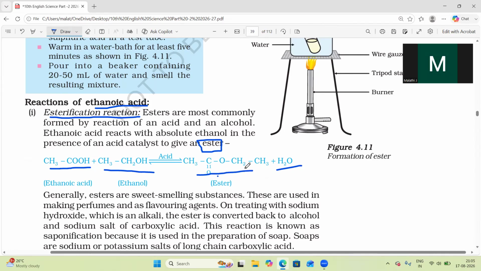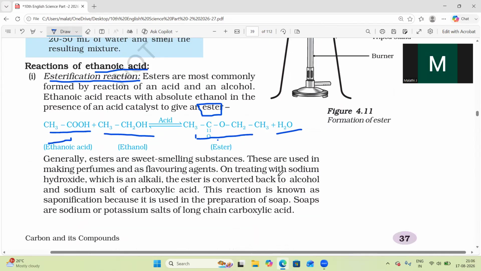So if you take the ester and add H2O, add water to this, again you will get the products we used to get the ester. Again we get them by adding water, so it is a reversible reaction. We can take ethanoic acid and ethanol, and we will get ester and water. When this ester is again added into water, it will again give ethanoic acid and ethanol.